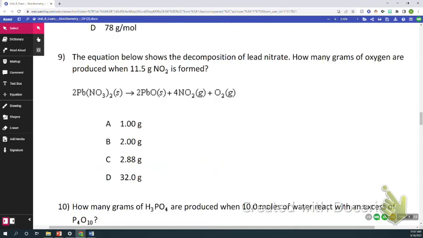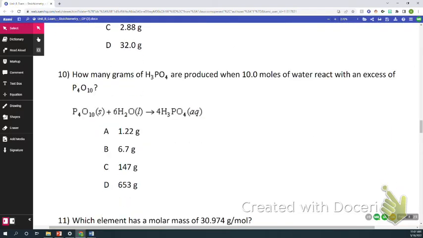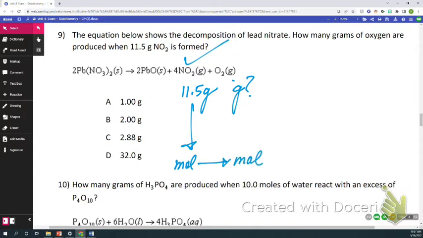Okay, I want you to try number 9 solely on your own. And number 10 too. Again, all you're doing is, if they give you grams, all you have to do is figure out what they gave you. They gave us NO2. And then it says how many grams of oxygen produced. So the question is this. Change it to moles, and then ride the mole ratio train to get moles over here, and then go back to grams.